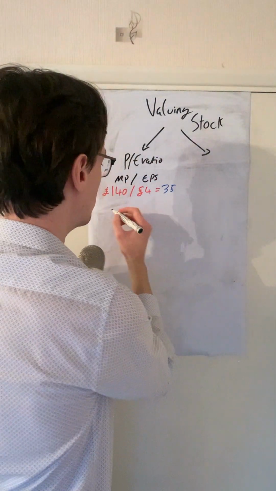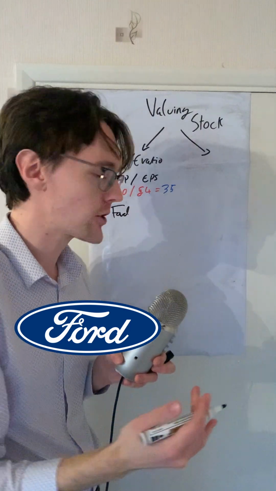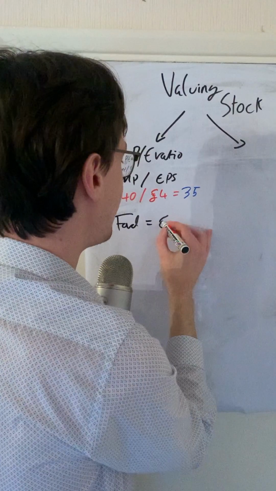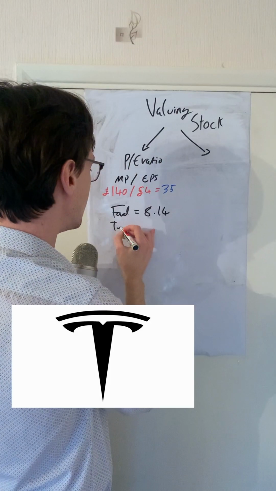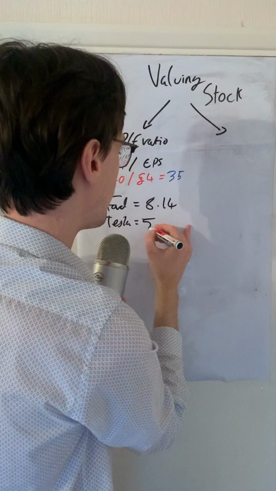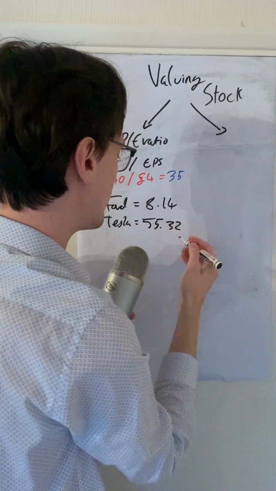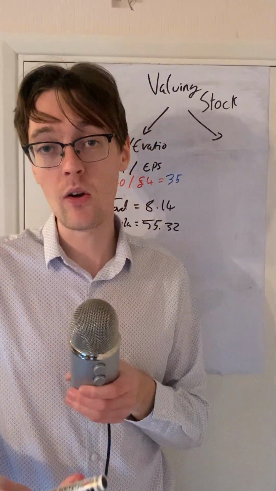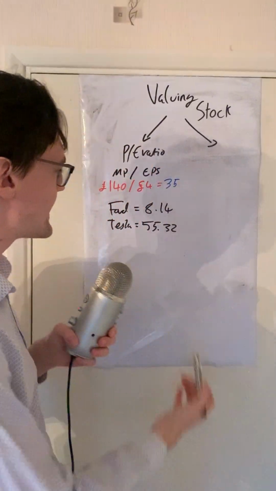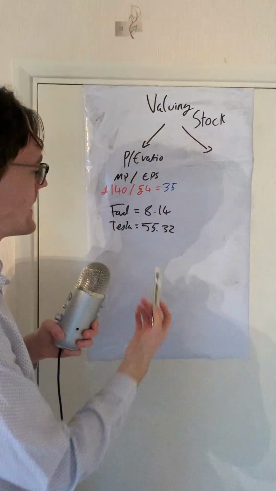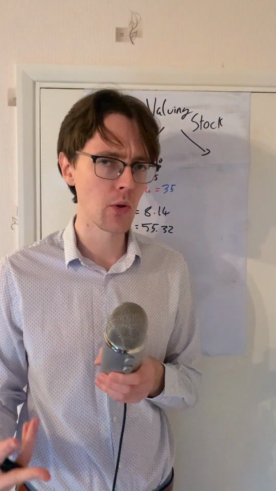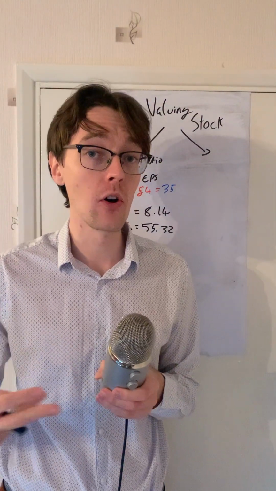So for example, Ford, the automobile manufacturer, have a PE ratio of 8.14. Now Tesla, what do you think their PE ratio is? 55.32. Both of these businesses are in the same industry, the automotive industry. So why is it that Ford have a much lower PE rating than Tesla? And how could we determine between those two which stock could be under or overvalued?